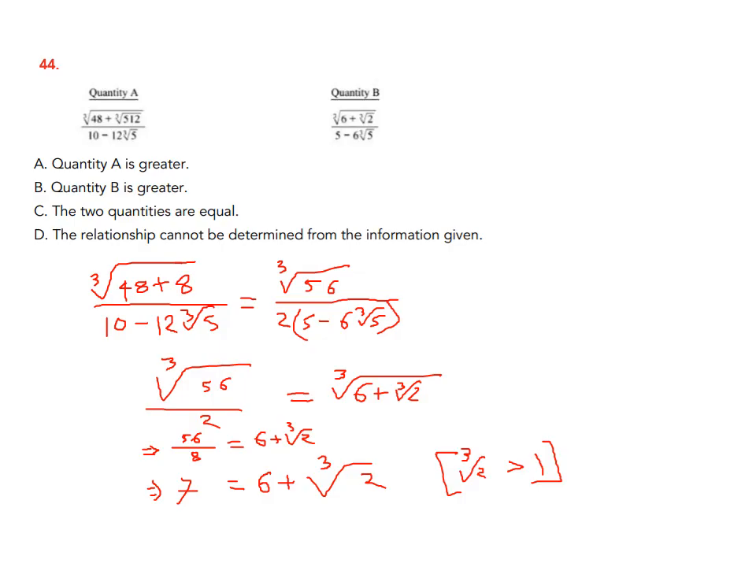Now cube root 2 is obviously greater than 1. We do not need to calculate the actual value, but we know that it's greater than 1. Hence, quantity B will be greater than quantity A, because 6 plus 1 point something is obviously greater than 7. Okay.